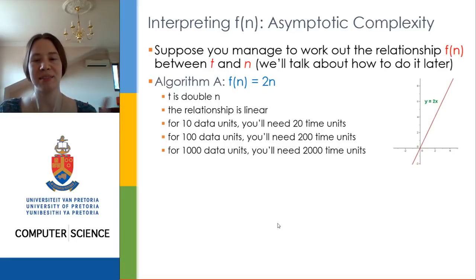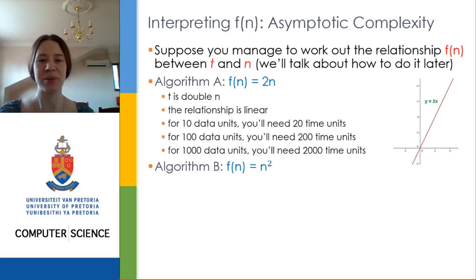And finally, this is how the list is going to go. If I have 1000 data items, again, multiplied by 2, and that will tell you how many time units your algorithm will require. So this is what a linear relationship between data and time looks like. What else can you potentially encounter? What other kind of complexities can there be?